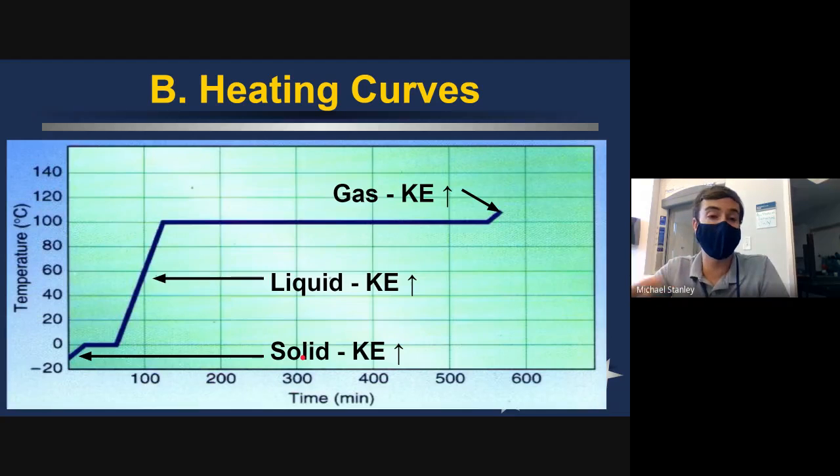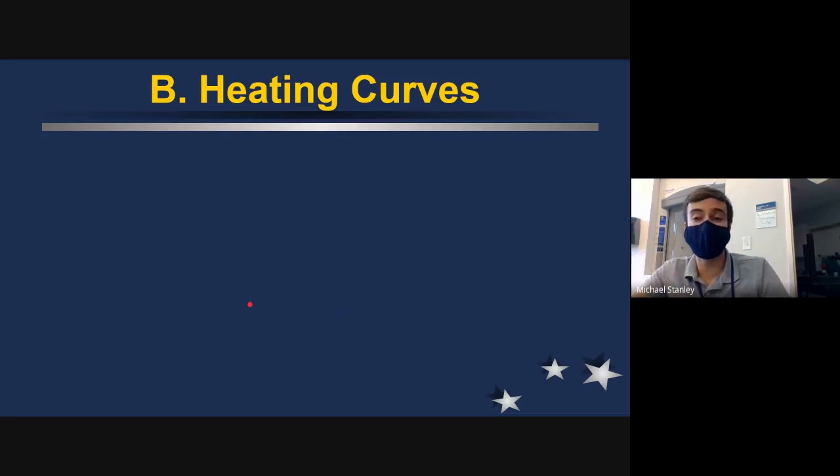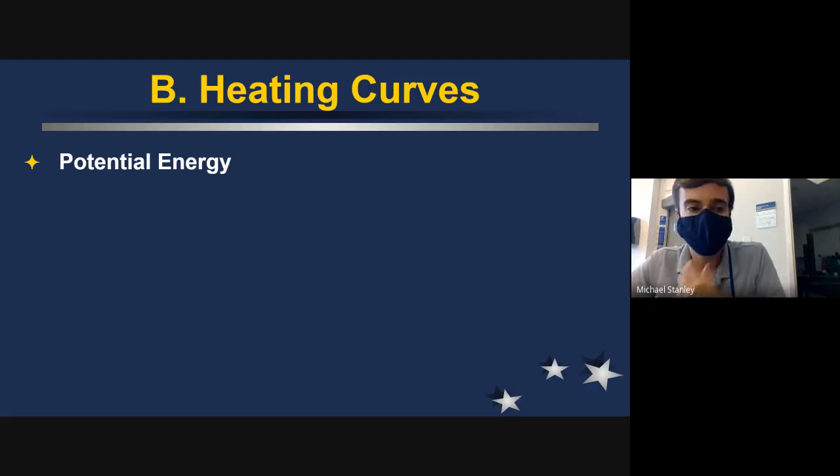All right, so that's part one of our heating curves, talking about these areas where the temperature is going up. But what about these parts? Why is it that even though we're sitting on a hot plate or a stove, these parts stay at the same temperature? That has to do with some other type of energy, called potential energy. Kinetic energy is the one we were just talking about, where the particles move faster and it causes the temperature to go up.